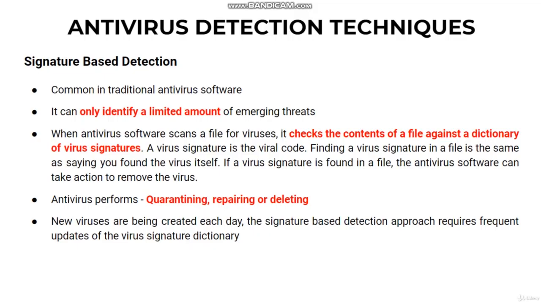Antivirus software compares the contents of a file to a dictionary of virus signatures. Because viruses can embed themselves in existing files, the entire file is searched, not just as a whole but also in pieces. So basically, the signature detection technique is just comparing the contents of a file, and if you find that virus in the dictionary as well as in the file, then you declare that a virus is found.